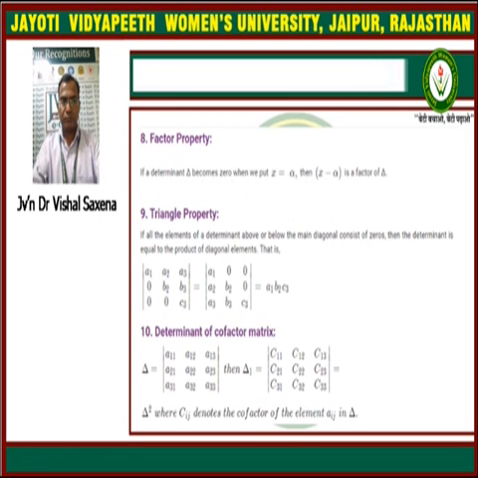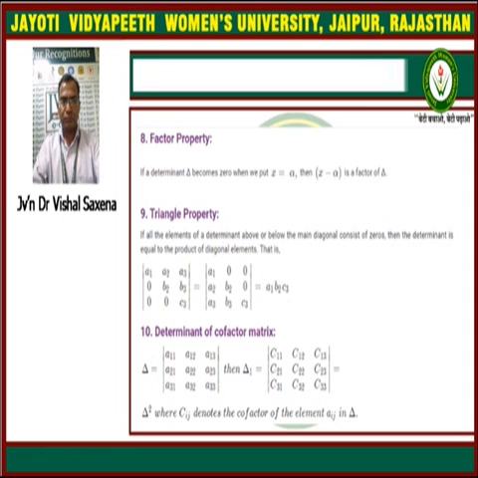Number 8 property is the factor property. If a determinant becomes 0 when we put x equal to alpha, then x minus alpha is a factor of determinant del.